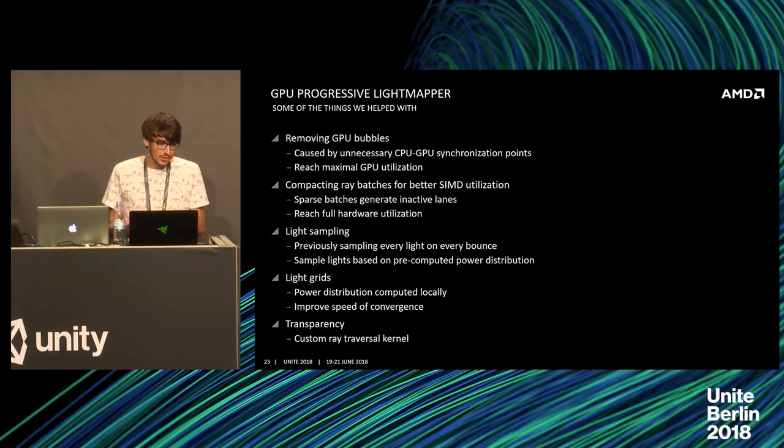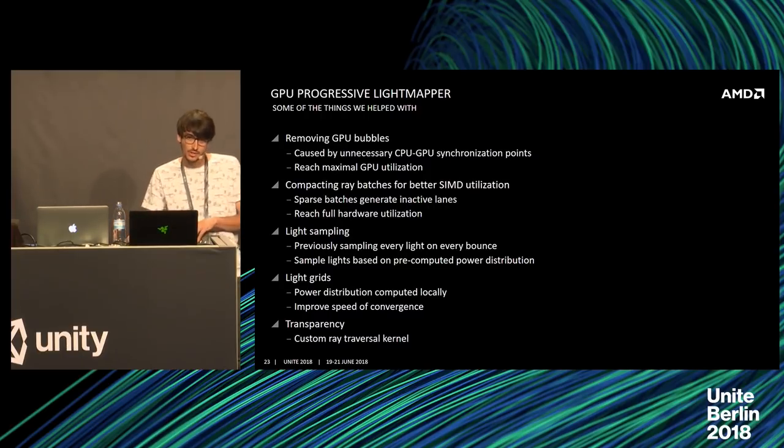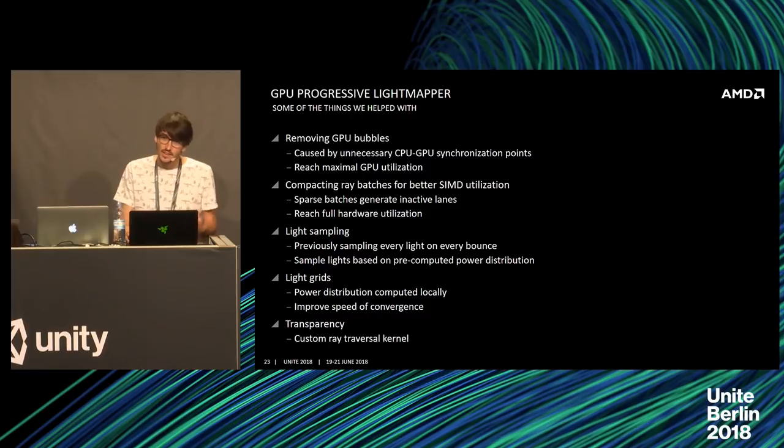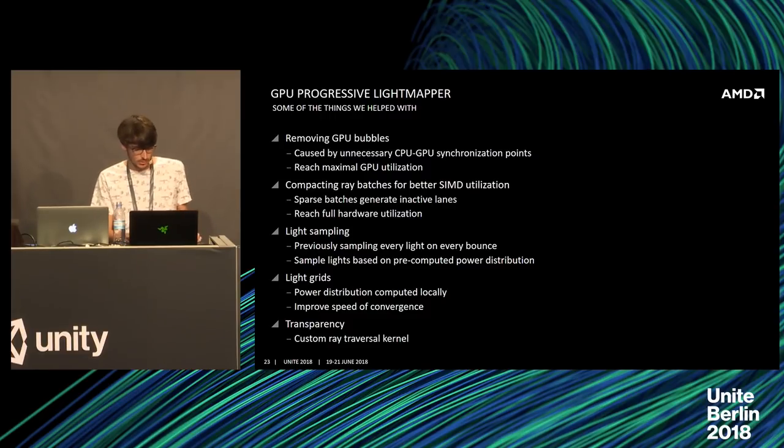Our next natural extension to this technique are the light grids. Essentially, the light grids will do exactly the same computation of power distribution. But rather than doing it globally for the entire scene, we do it per individual little 3D cell belonging to a larger 3D grid that contains the whole scene. Then as you bounce around in the scene, you can resolve which cell you landed in, load the power distribution for that cell, and select your lights much more accurately. Again, this reduces the noise and makes the convergence faster. We also added a custom traversal kernel for transparency, so shadow rays that go through alpha textures and do subsequent bounces pretty quickly.